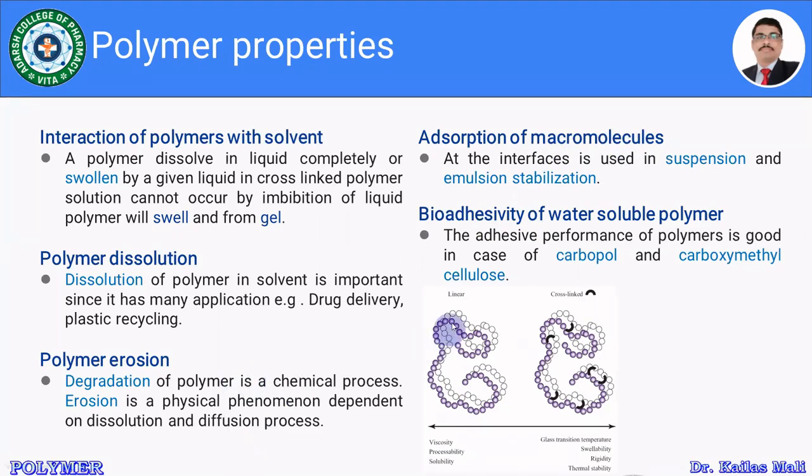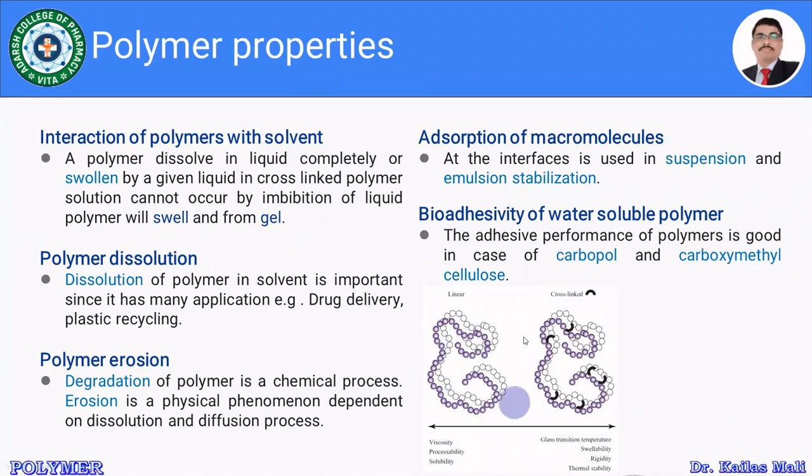Let us see the figure here. I have shown one figure. The very first one is a linear polymer, and the second one is a cross-linked polymer. Let us understand the effect of cross-linking on the various polymer properties. If the polymer is linear in nature, it has good solubility, good viscosity and processability. It's very easy to process the polymer, isn't it, when the polymer backbone is linear in nature.